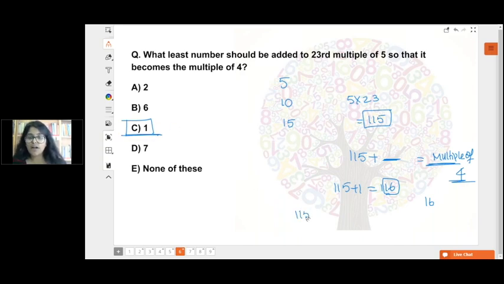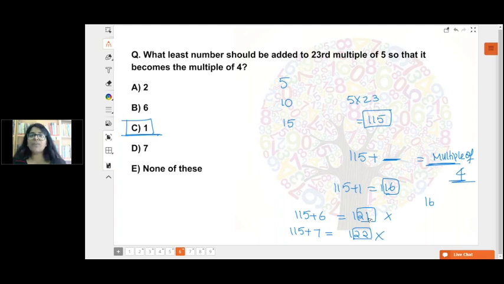Similarly, we can do by adding 6. That will result in 121, and the last 2 digits, 21, clearly not divisible by 4. That's why this is not the correct answer. And also let's see by 7, right? That will result in 122. Well, 22 is clearly not divisible by 4. So that's why this is also not the correct answer.